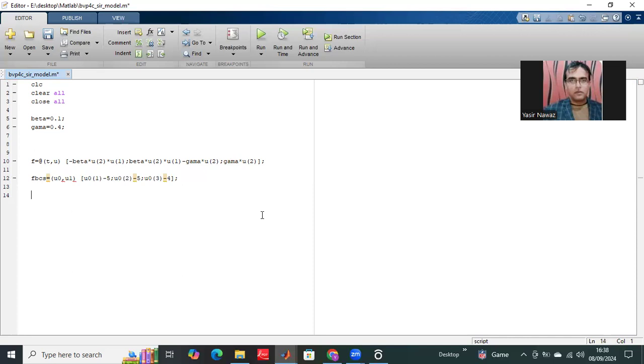The first function is for the differential equations, and the second one is for the initial conditions. Now I will write the initial guess and the independent variable. The initial guess, bvp4c.